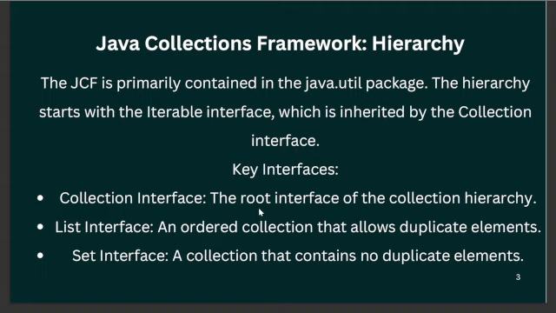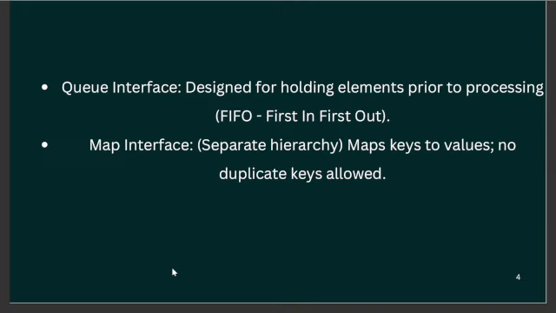The Collection interface is the root interface of the collection hierarchy. The List interface is basically an ordered collection that allows duplicate elements, and the Set interface is a collection that contains no duplicate elements. We have the Queue interface as well, designed for holding elements prior to processing. It works on FIFO, first in first out. And we have the Map interface also, which is a separate hierarchy, maps keys to values, and no duplicate key is allowed.